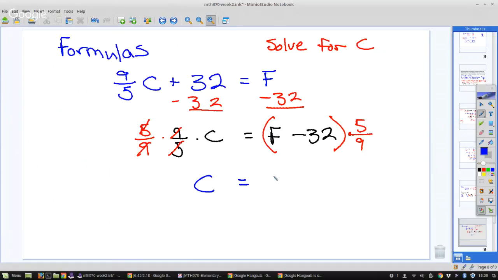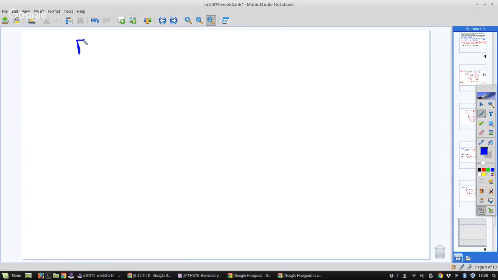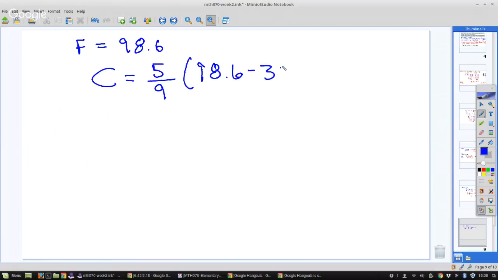On the other side, this time I'm going to write the 5/9 first, and then multiply by F minus 32 in parentheses. The order of operations is important here. First, you would subtract 32 from the Fahrenheit temperature, and then you would multiply by 5/9. So I'm just going to do a little check to see if this works out okay. For example, consider the Fahrenheit temperature 98.6, which is what we believe average human body temperature is. If I plug that into my formula, I'm going to get 5/9 times parentheses 98.6 minus 32.